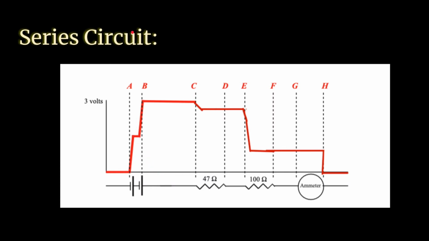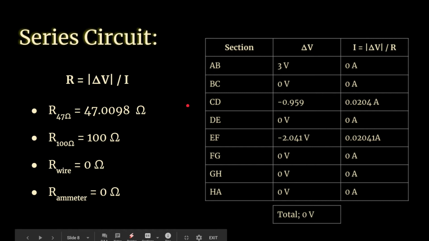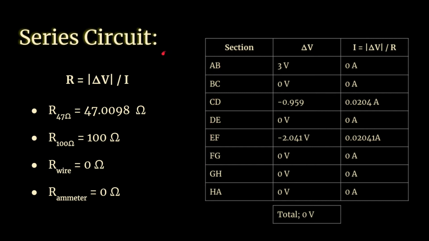Next, in our series circuit, we have a graph of potential versus the position around the circuit. Over here, we have where the battery is, and over here, we have where the voltage decreases due to the resistors, and finally goes back to 0. Finally, in our series circuit, we have a calculation of resistance using Ohm's law and the data used from when we broke up the circuit into little sections. The calculated resistances using Ohm's law are the same as the values given to us in the lab itself.